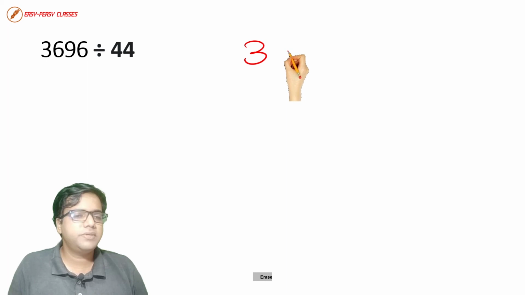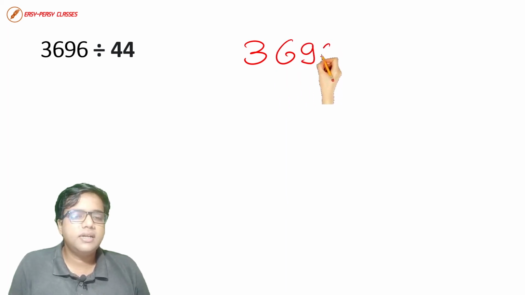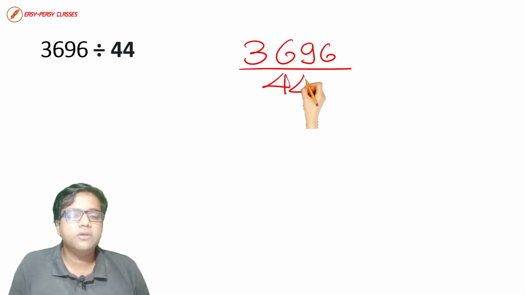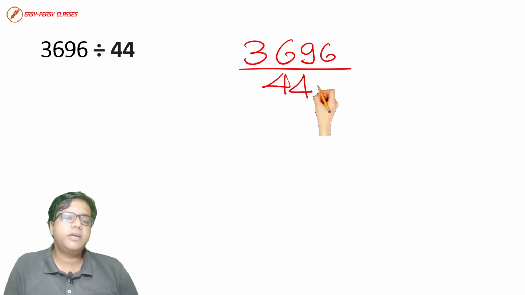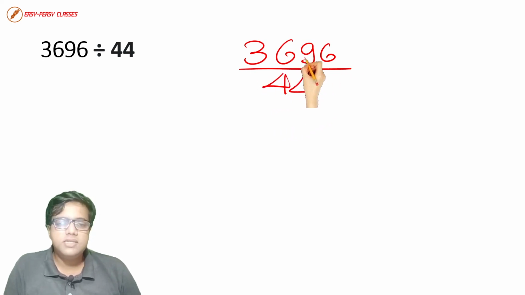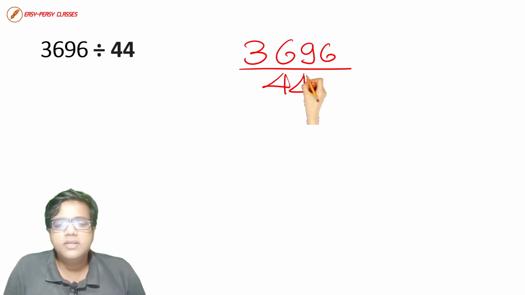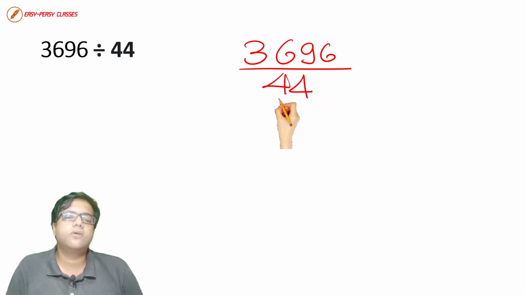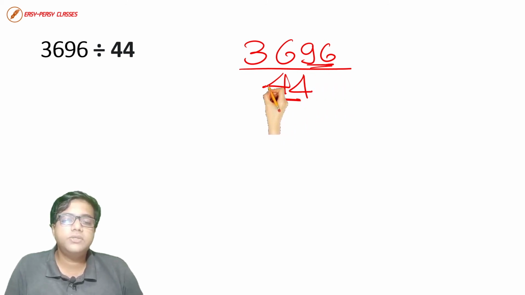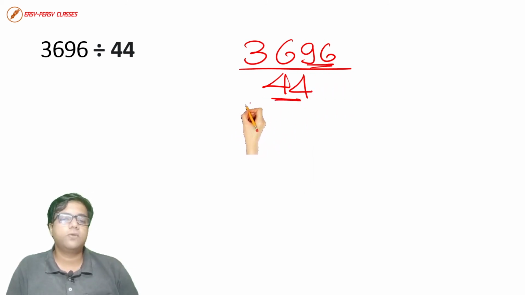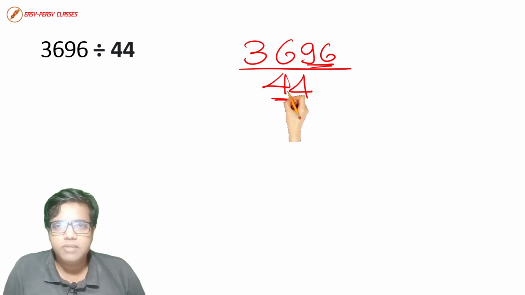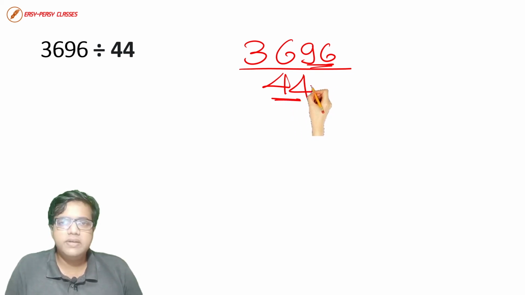What is the question here? 3696 divided by 44. See, this 44 is divisible by 2, and 3696 is also divisible by 2. But let us check whether the given numbers are divisible by 4 or not. For the divisibility test for 4, you need to check whether the last 2 digits are divisible by 4. 44 is divisible by 4, because 4 into 11 is 44.